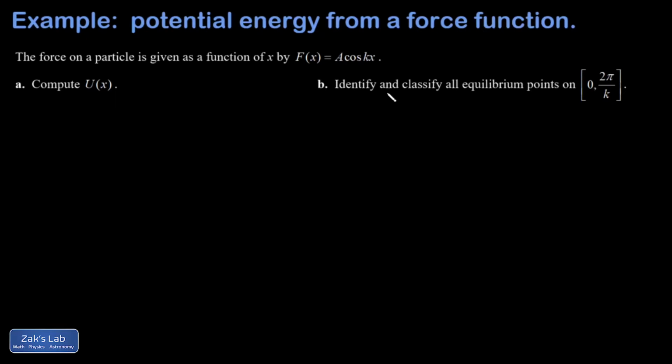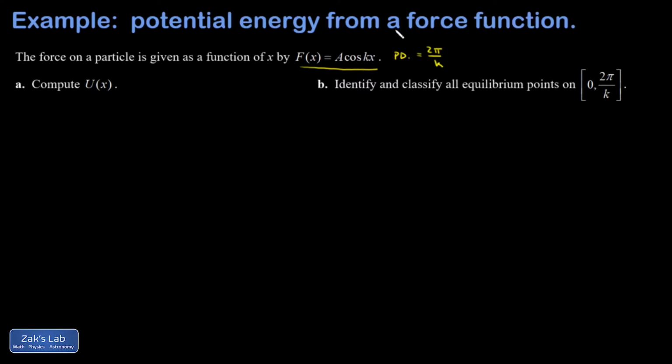In this problem, I'm given a force function for the force on a particle, and I'm trying to relate that to the potential energy function and then look at equilibrium points. So I want to point out at first that this periodic force function has a period of 2 pi over the coefficient of x, or 2 pi over k.